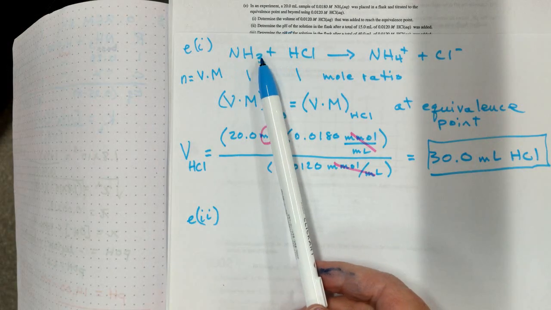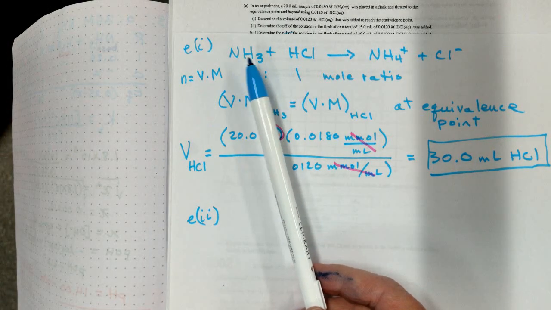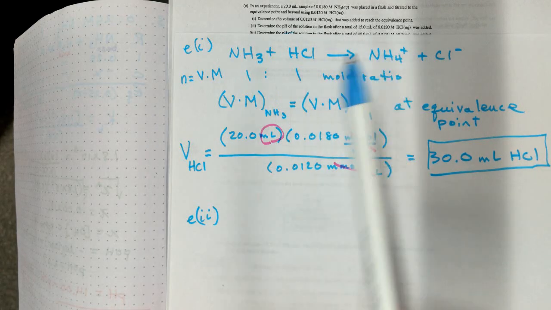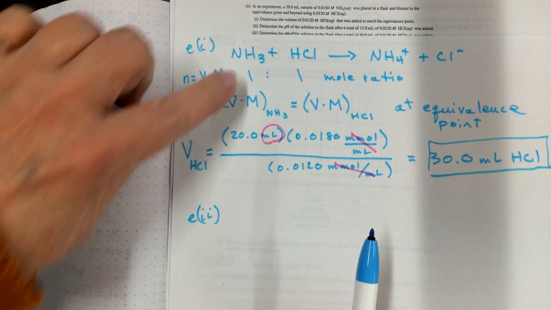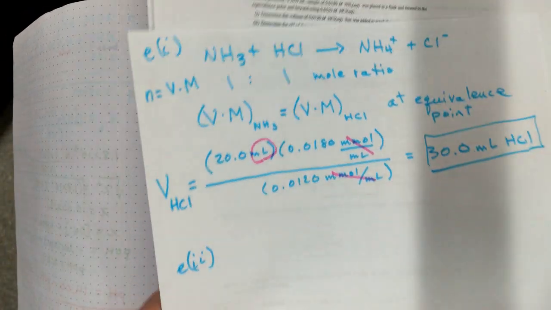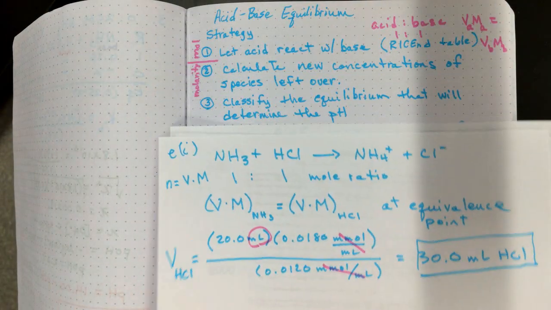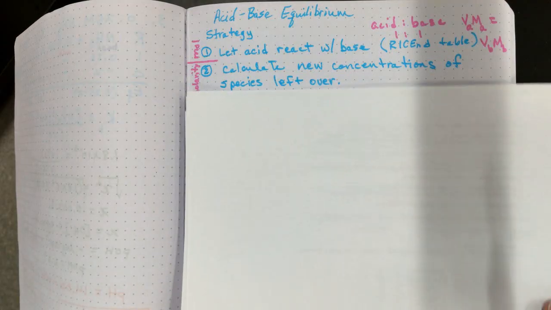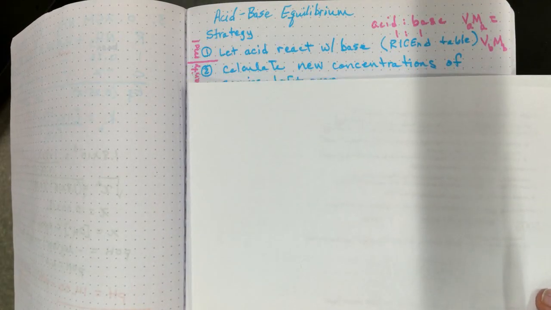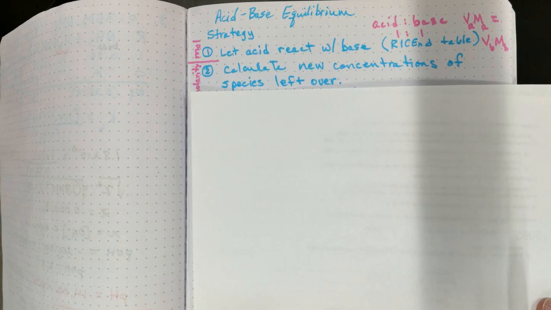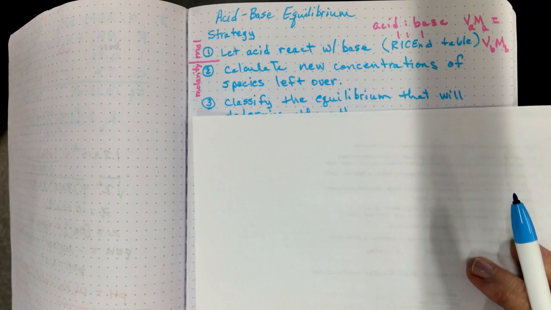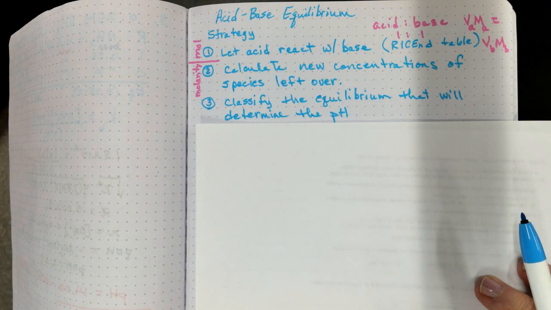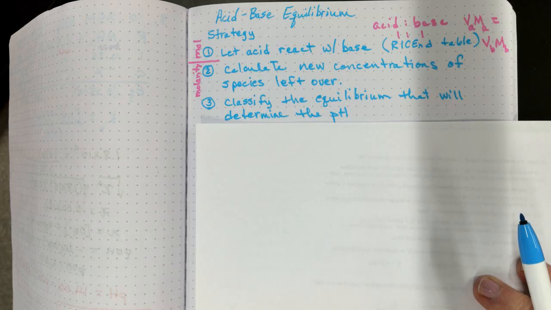I haven't reached the equivalence point yet, so I'm going to have this left over, and I'm going to have this salt that I made. So I've got a different scenario in part 2 than I had in part 1, because I'm still going to have this left over. So this is where we have to look at our steps here now. We're going to let the acid and the base react. Then we're going to calculate new concentrations of the species that are left over after the things react, and then we're going to see what kind of equilibrium we need to bring in to determine the pH.